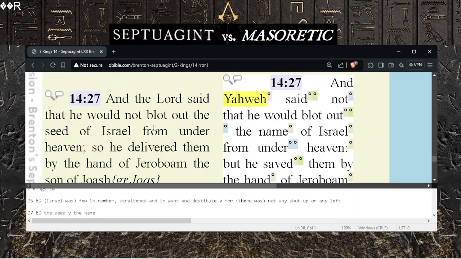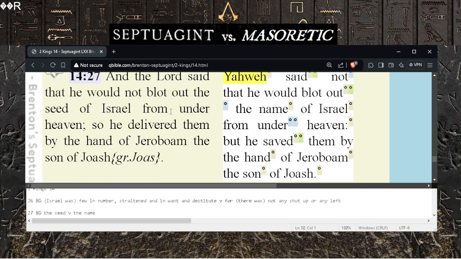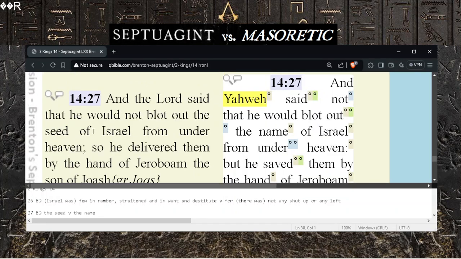Verse 27. Big difference. The seed of Israel versus the name of Israel. So that is important. Hashem has a promise not to blot out the seed, meaning the physical ancestors of Abraham, Isaac, and Jacob, not just the name of, and then another people can replace them.